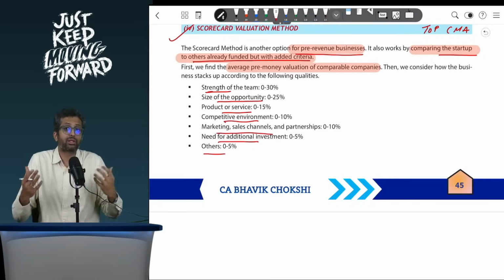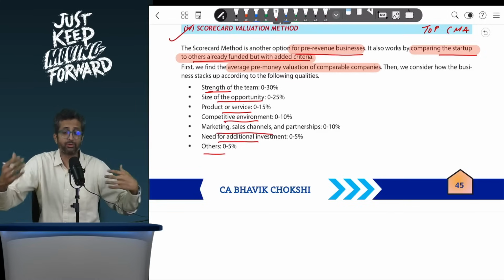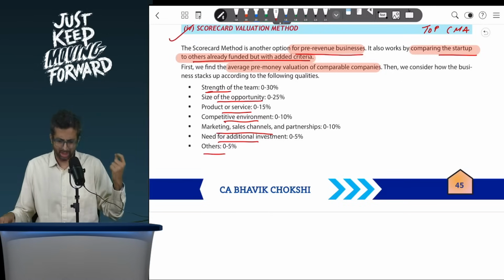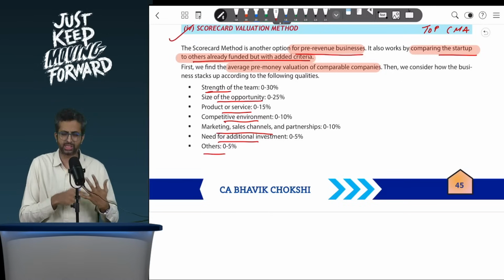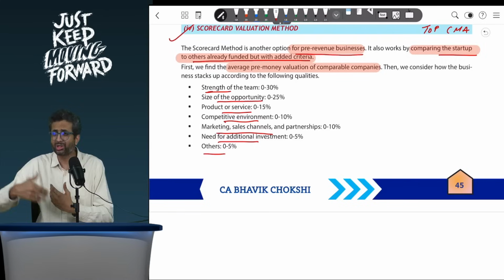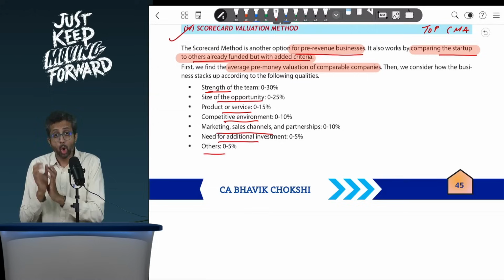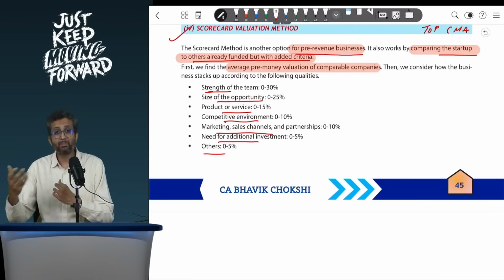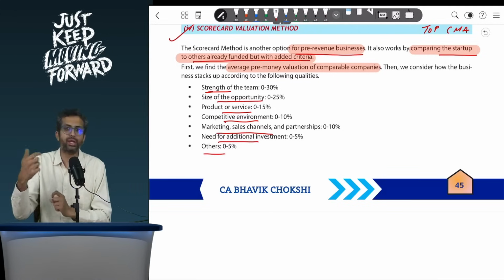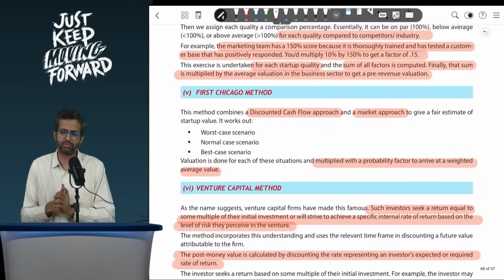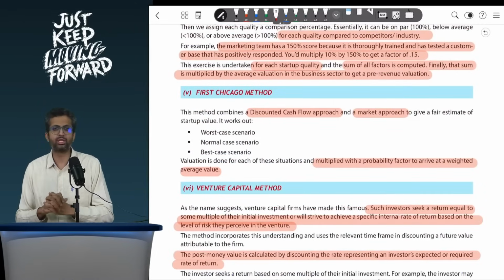If it comes as a theory question, you will have to remember at least a lot of these points. Similar to Berkus value, you have the team, the size of the opportunity, the product or technology. Instead of partnerships, you have collaborations, etc. A couple of additional points like the need for additional funding. Once you do that, you will find the weight of your company vis-a-vis the average company which is funded in your same locality or sector, and then you will find the value.